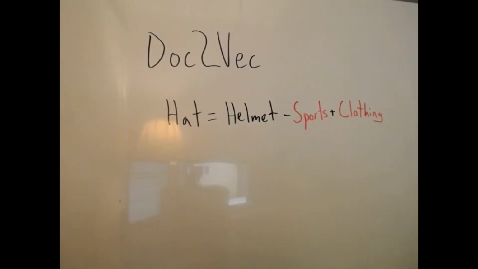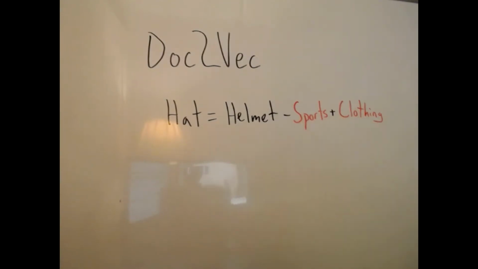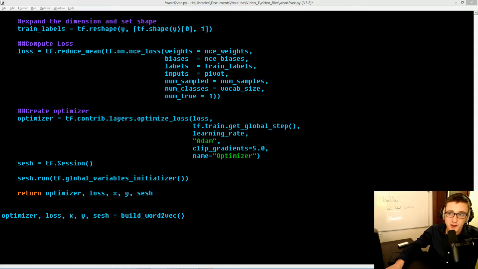Something else we could try could be doc2vec, which aims to make vector representations of the documents as well as the words. And these will be the same size as our words, so we can add and subtract them just like we did with the king, man, woman, queen thing. So maybe we'll be able to say something like hat equals helmet minus the sports document plus the clothing document. And I think this is a pretty cool idea, so I think we should maybe try that with the reviews data. So back to the task at hand.